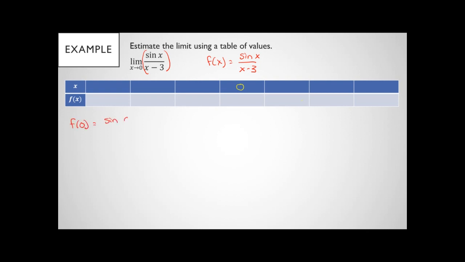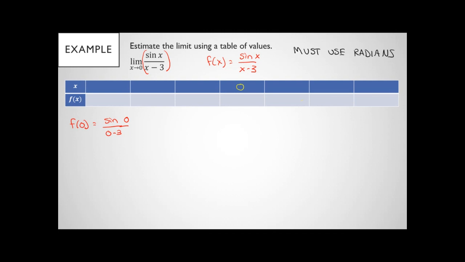So this is the sine of 0 over 0 minus 3. Now here's the thing. You need to use radian mode when you have this. I see a lot of people make mistakes because their calculator is in the wrong mode. So whenever you have an equation, you assume it's in radians unless told otherwise. So you need to make sure your calculator's in radian mode when you plug in the numbers, or you're going to get the wrong table.